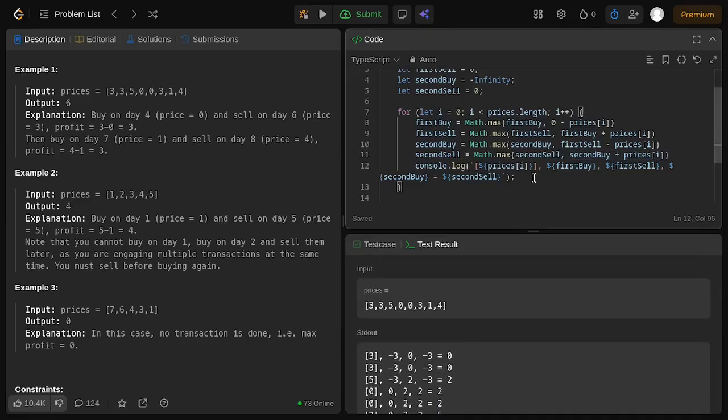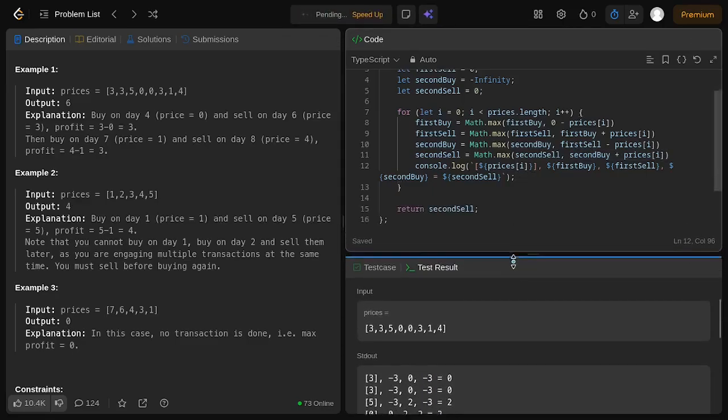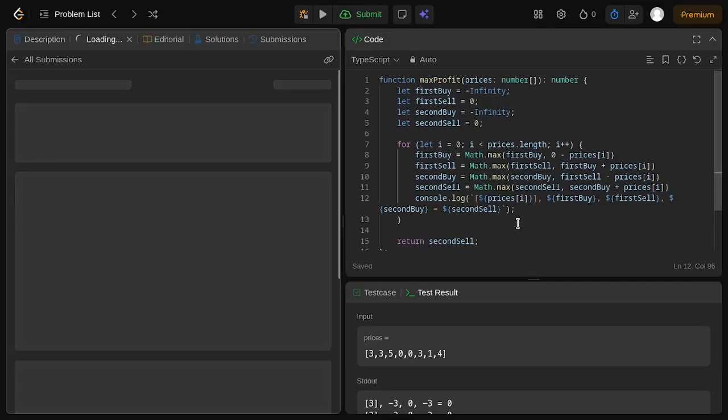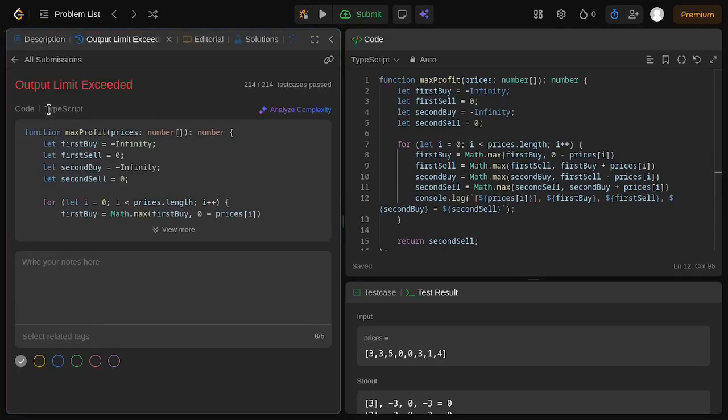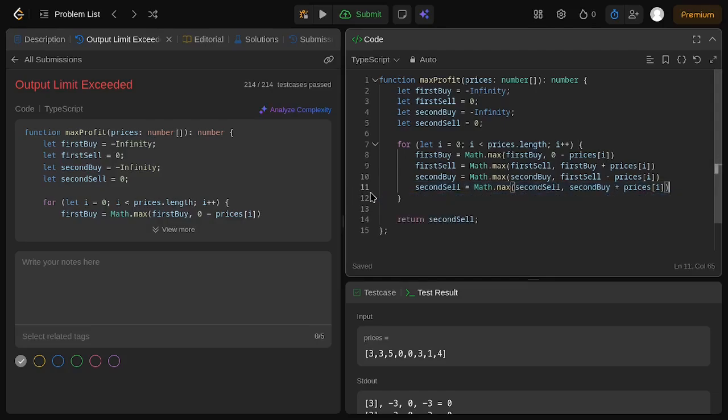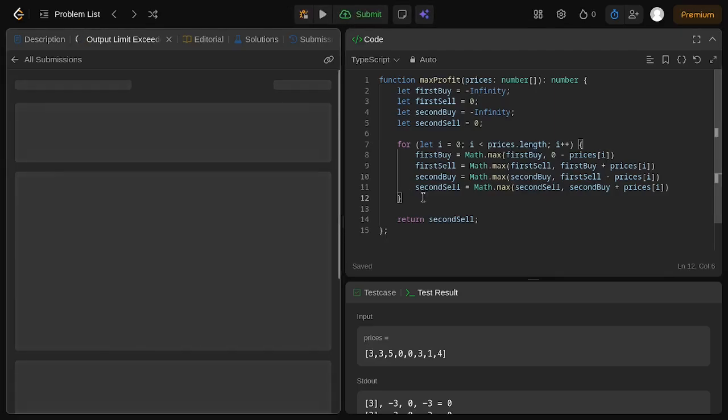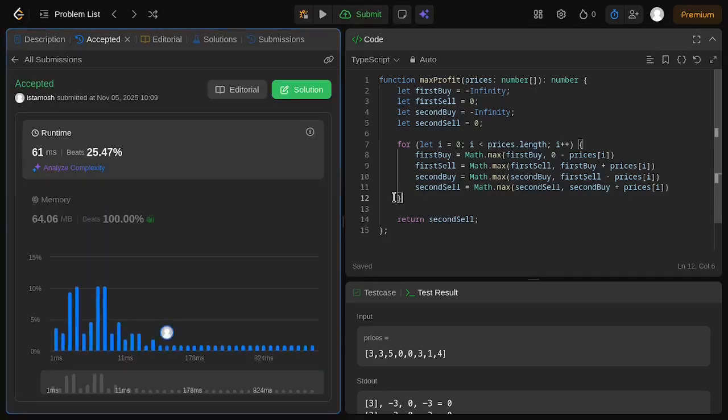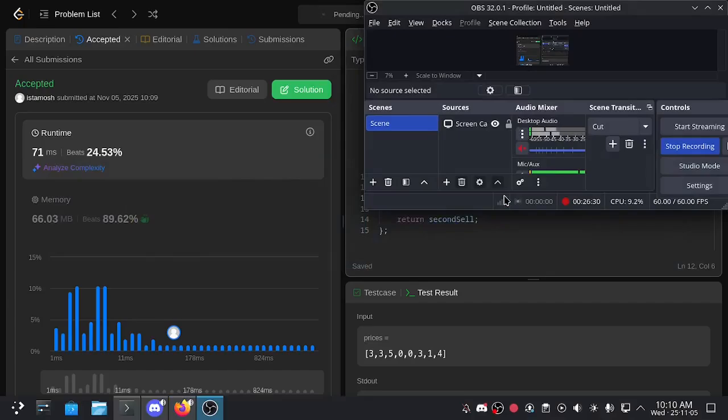So let's submit our code to see if it all works flawlessly. And we have the output limit exceeded, and we can just remove our console log, and let's submit this again to see if it works. And we have the runtime of 61 milliseconds, which is fairly nice. How about we run this again? It's still 71 milliseconds. Okay, so that's about it.